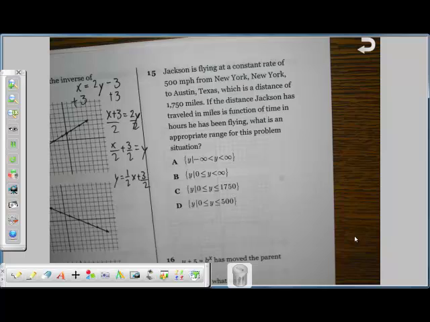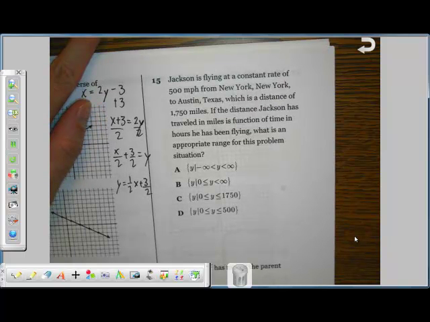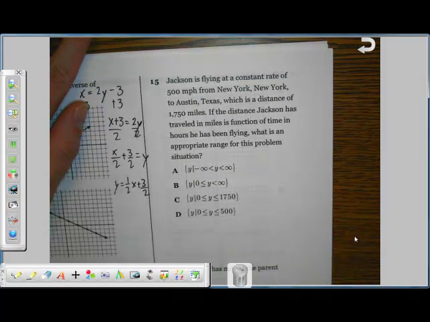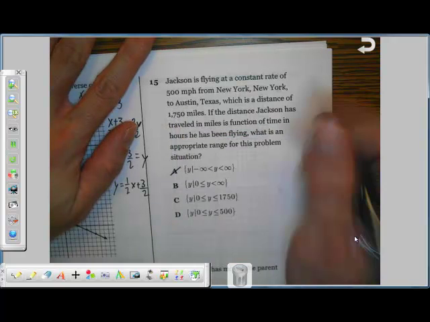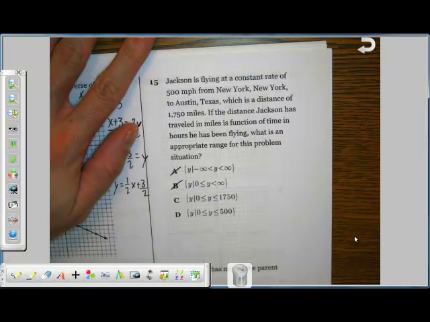Let's take a look at 15. Jackson is flying at a constant rate of 500 mph from New York to Austin. If the distance traveled is in miles as a function of time in hours, what is an appropriate range for the problem? There is no way to travel for infinity. That is not an appropriate range. So immediately we can eliminate from consideration A and B.